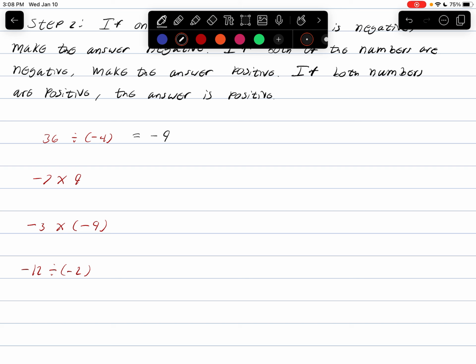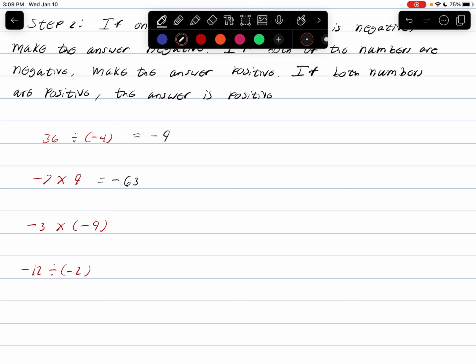Okay. Now let's look at negative 7 times 9. So if we have negative 7 times 9, the first thing we're going to do is multiply 7 times 9 by ignoring the signs. Okay, so if we ignore the signs, 7 times 9 is going to give us 63. Okay, and the next thing we do is we look at the signs. Well, there's one negative number and one positive number. So again, this answer is going to be negative.